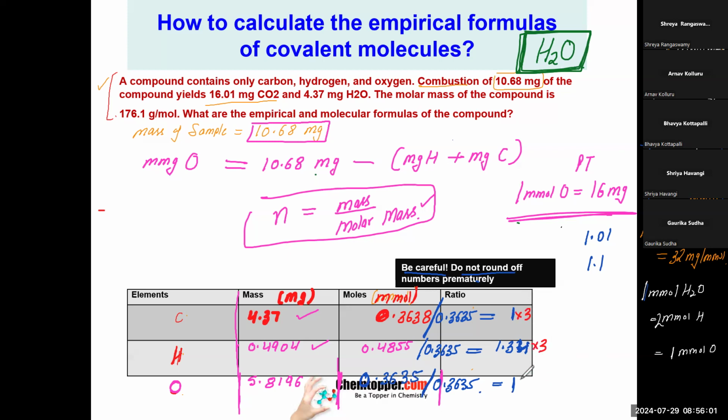Is it helping? Yeah, keep saying yes, no in the chat. Bhavya, is it helping? Oh, come on, dear. Why? 3 times 1 is 3. 1.34 times 3 is 4.0, right? That is 4. Yes. It's helping, right, Shreya? Bhavya? Okay, and then this. Gorika, any problem in understanding this?